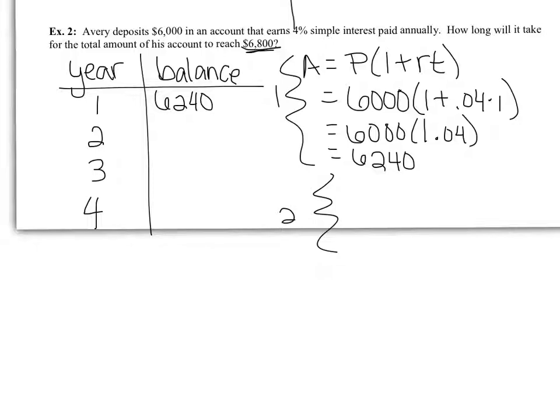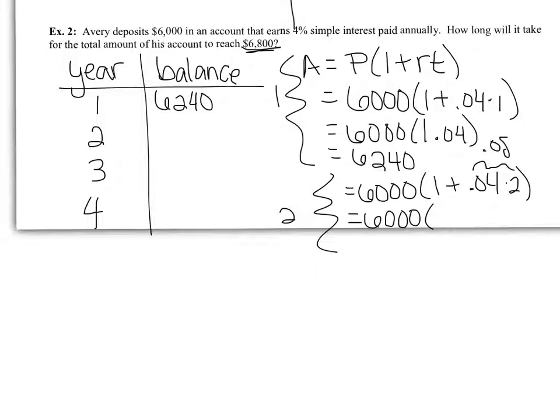Okay, for year 2, we're going to do the same thing, except instead of taking 4/100 times 1, we're going to take 4/100 times 2. Okay, so I have 6,000 times 4/100 times 2 gives me 8/100, so 1 8/100. And when I multiply those out, I should get a balance of 6,480. Okay, so still not quite there.